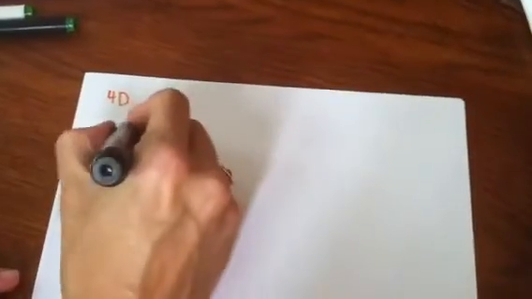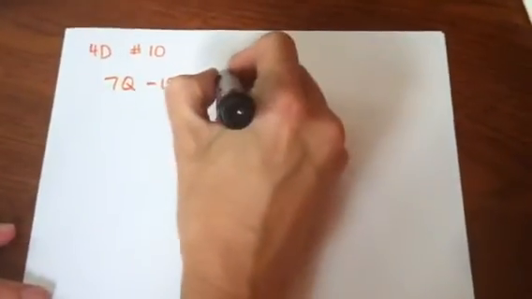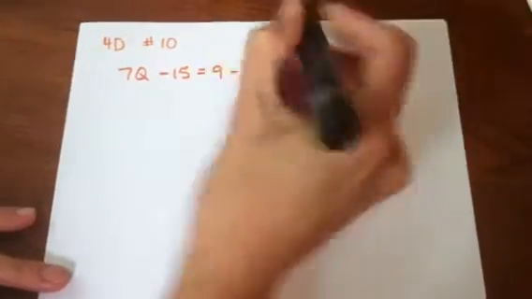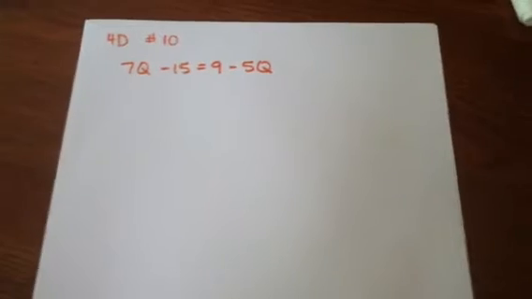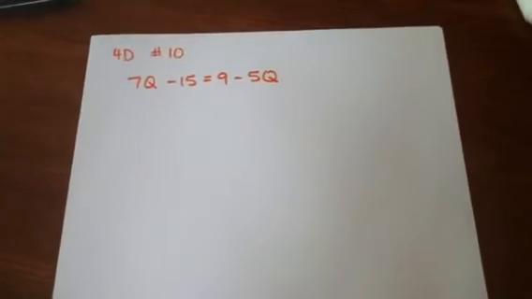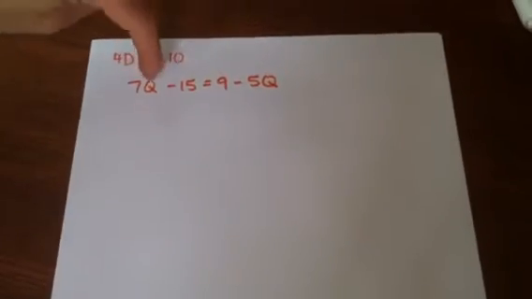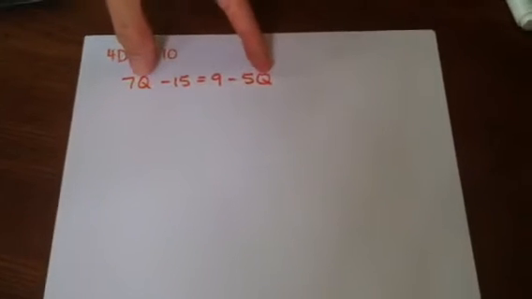Okay, this is 4D number 10. I just went through the book looking at a few that I thought might give people grief. That's number 10. They say to divide by the greatest common factor and solve for the unknown. Then they want you to solve for this Q, this variable.